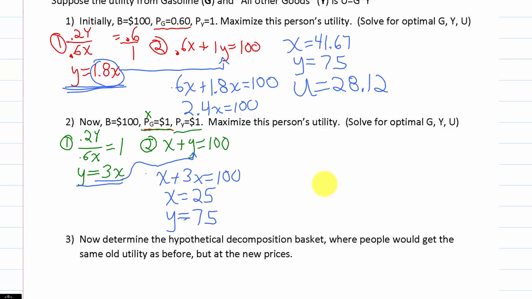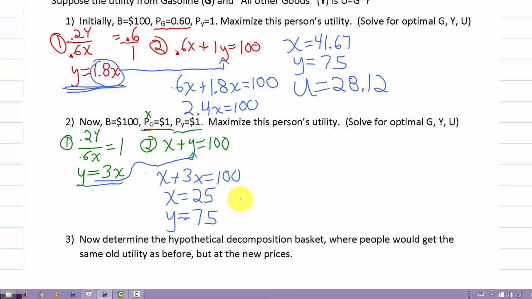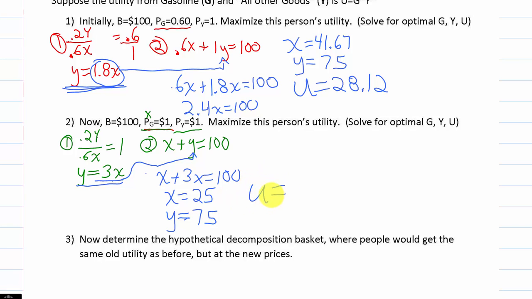And how much utility is this person going to get now? Plug the 25 and the 75 back into that utility function, and that'll tell us how much happiness this person is going to get. When we plug that in, you should get a utility figure of around 25.4 or so. 25.39.